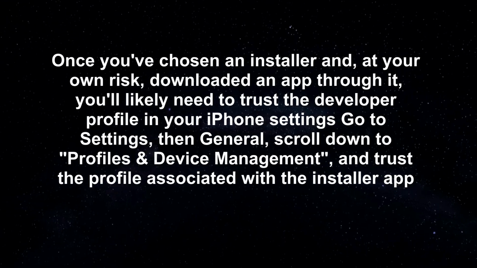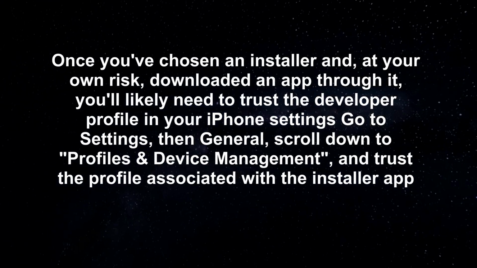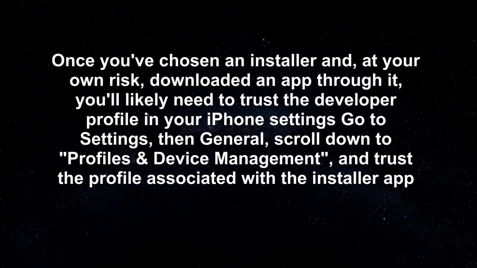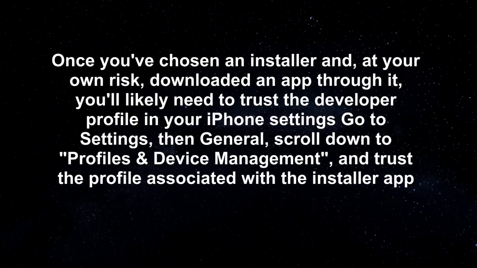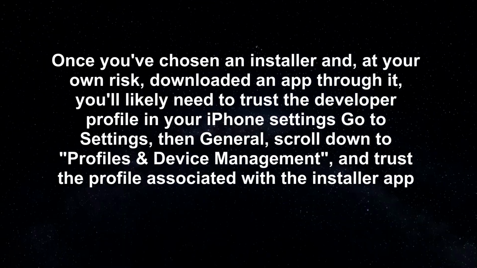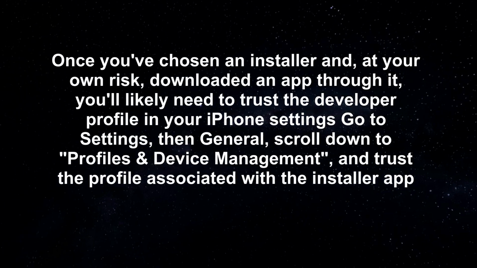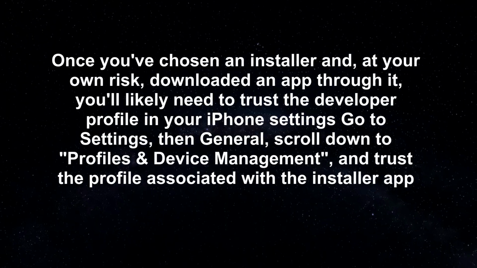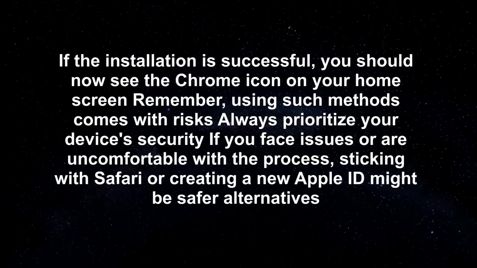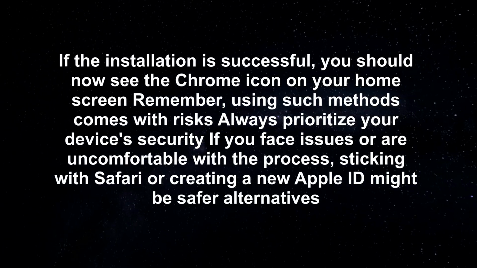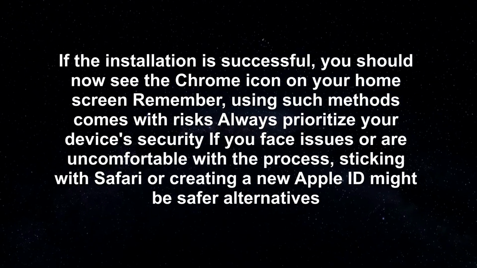Once you've chosen an installer and, at your own risk, downloaded an app through it, you'll likely need to trust the developer profile in your iPhone settings. Go to Settings, then General, scroll down to Profiles and Device Management, and trust the profile associated with the installer app. If the installation is successful, you should now see the Chrome icon on your home screen.